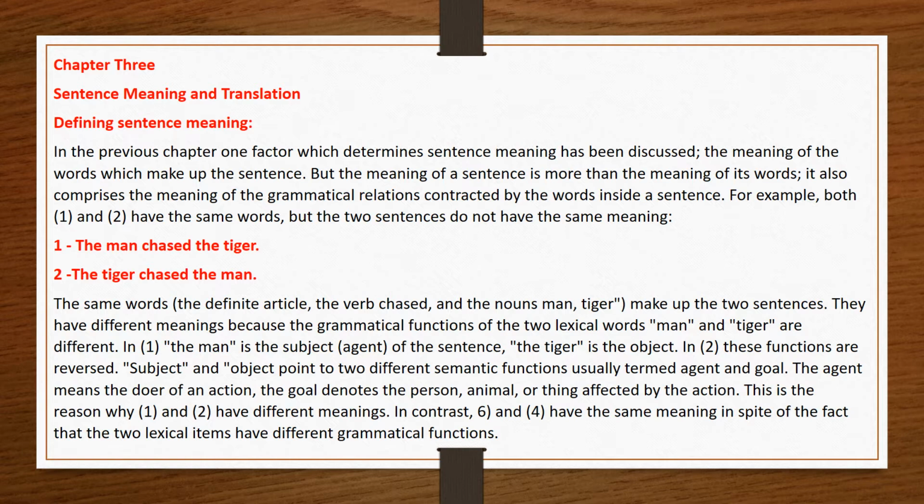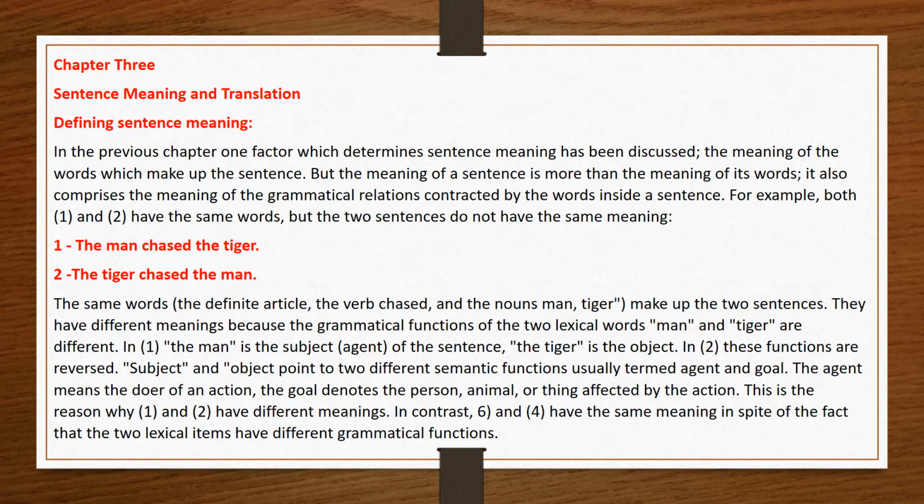In the previous chapter, one factor which determines sentence meaning has been discussed: the meaning of the words which make up the sentence. But the meaning of a sentence is more than the meaning of its words. It also comprises the meaning of the grammatical relations constructed by the words inside a sentence. For example, the two sentences, number 1 and number 2, have the same words, but they don't have the same meaning.